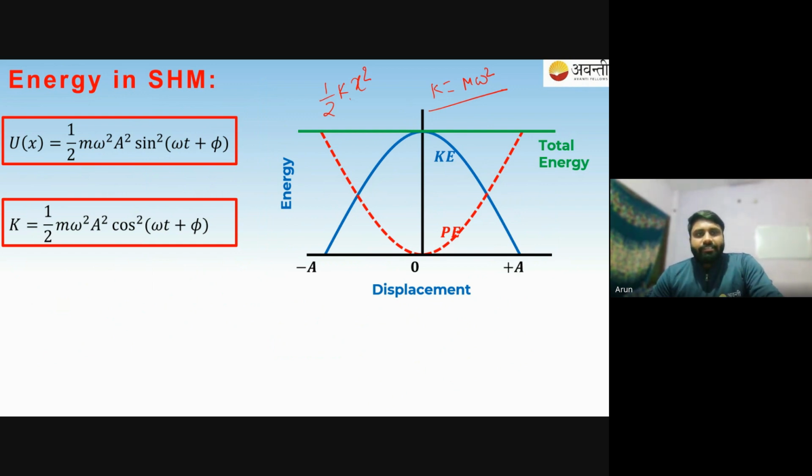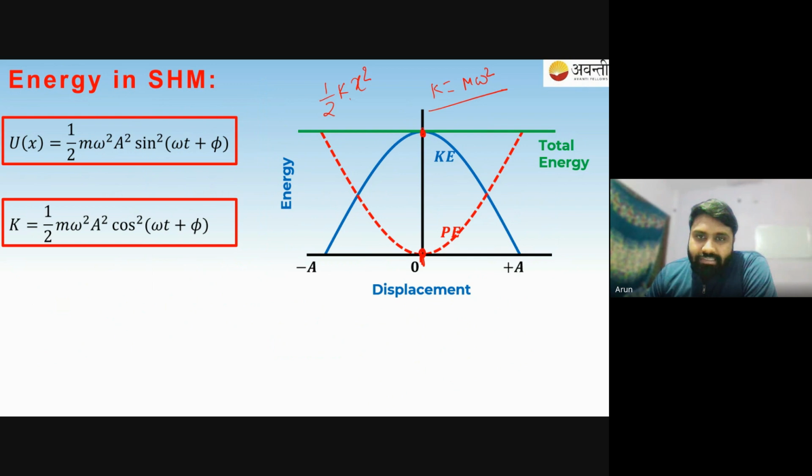So these two relations we have as potential energy and kinetic energy. Now, if you see the variation of kinetic energy and potential energy with displacement, this is the mean position. At mean position, the velocity will be maximum. That is why the kinetic energy is maximum here, but potential energy is zero, or you can say minimum.